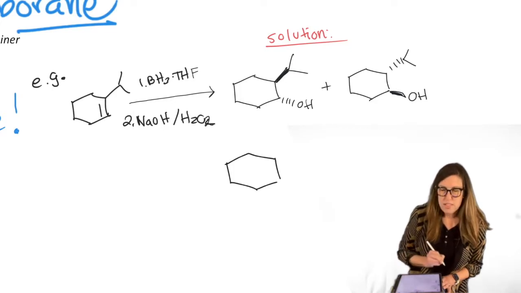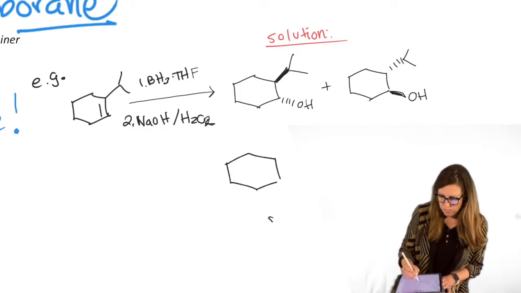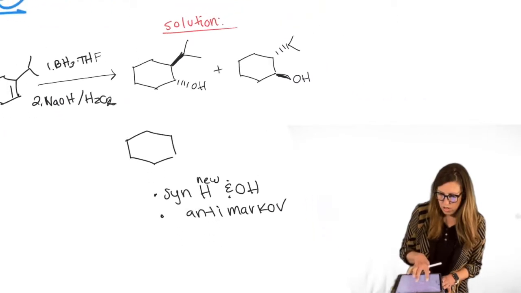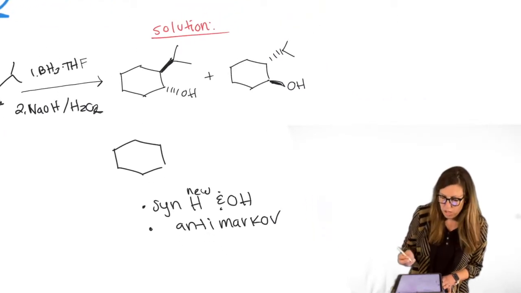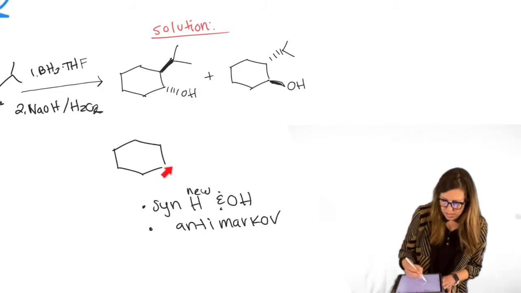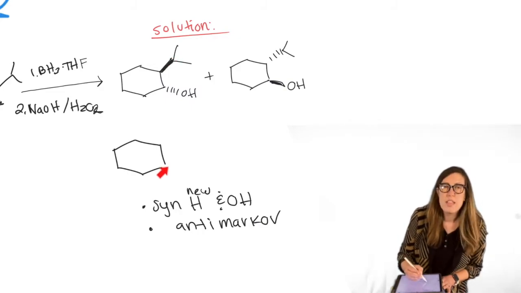But I'd say I know it's syn H, new H, right? And OH. And that's the stereochemistry. Regiochemistry is anti-Markovnikov. That means OH goes on the less substituted carbon. So I'm going to find the less substituted carbon. It's this one, the one that doesn't have that R group. That's going to get the OH.